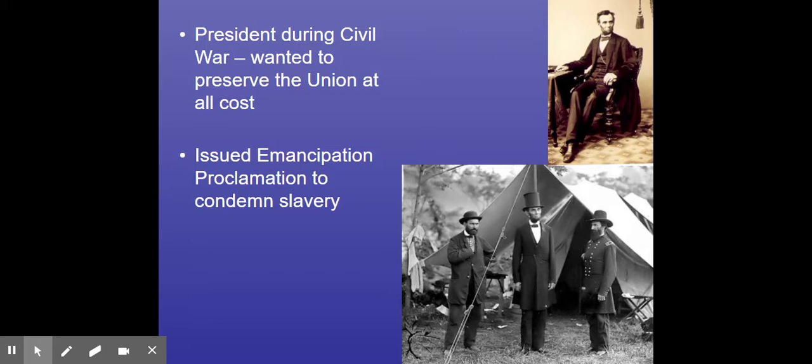Lincoln will be assassinated at the end of the war. The war technically ends April the 9th, 1865, with the surrender of Lee to Grant at Appomattox Courthouse. 5 days later, and we're going to talk more about this next week when we get to the end of the war, he's assassinated by John Wilkes Booth at Ford's Theater on April the 14th, 1865.